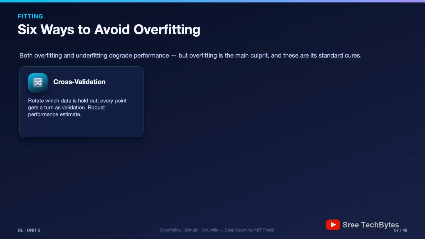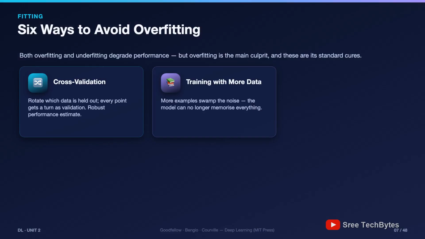Here's the standard toolbox: 6 cures, and this list is a guaranteed exam question. 1. Cross-validation: rotate which data you hold out, so every point takes a turn as the test. 2.